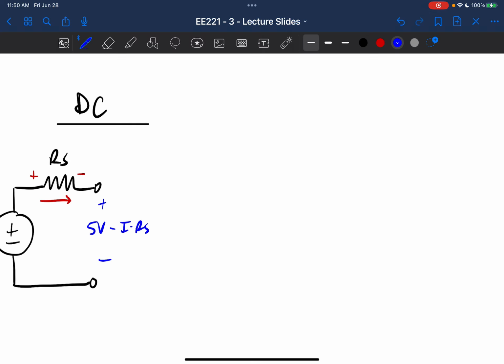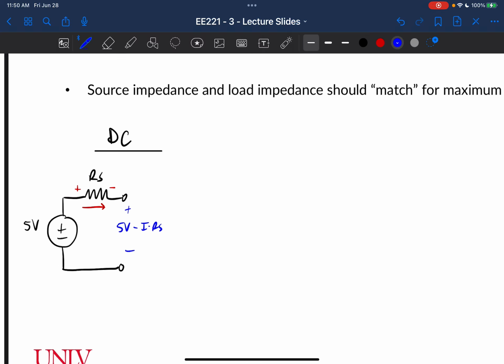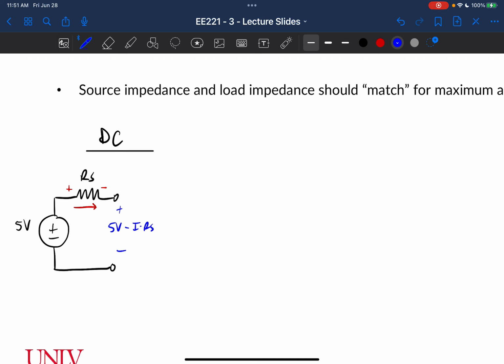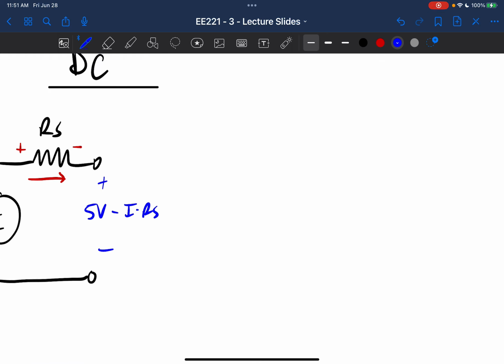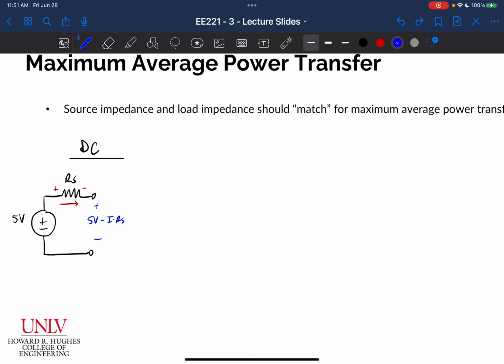So if RS is really large, my series resistance is really large, then I will lose a significant chunk of my voltage. But if my RS is really small, then I won't lose any, right? Because if RS goes to 0, then this term goes to 0 and I have 5 volts that I'm supplying, okay? So that's important to note.